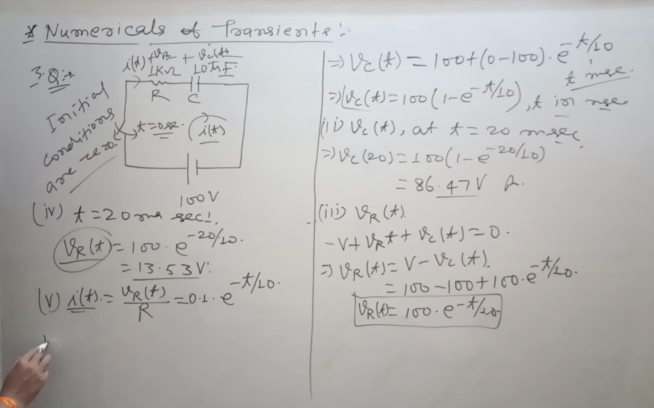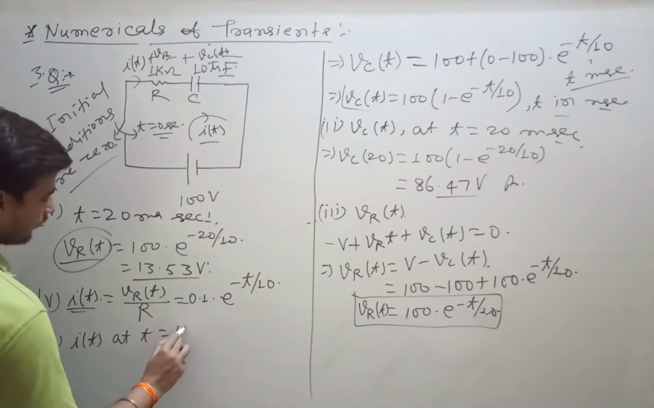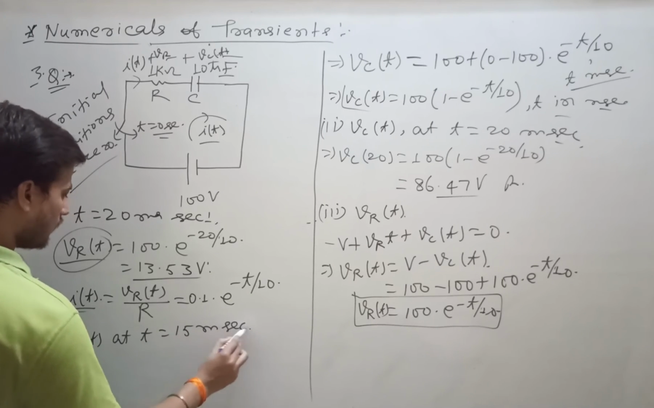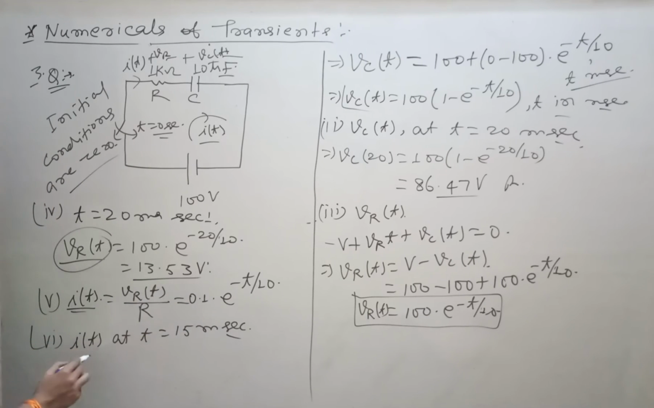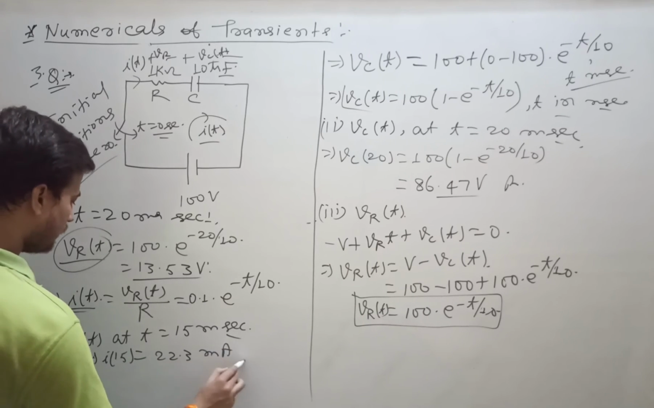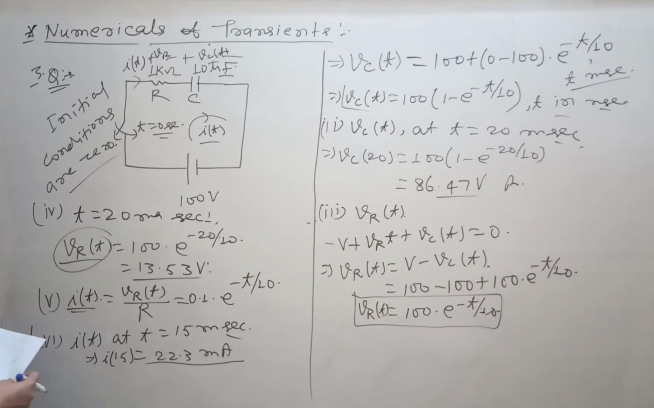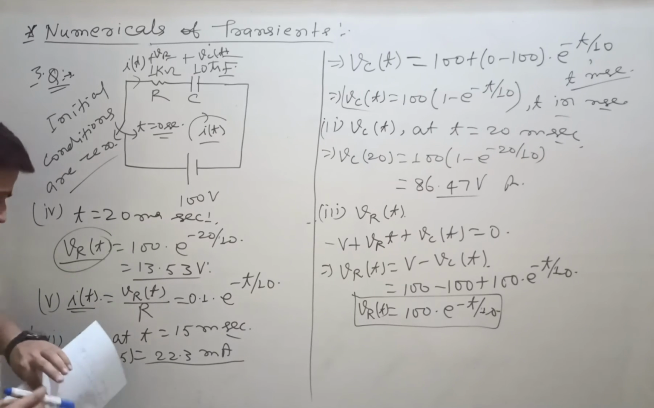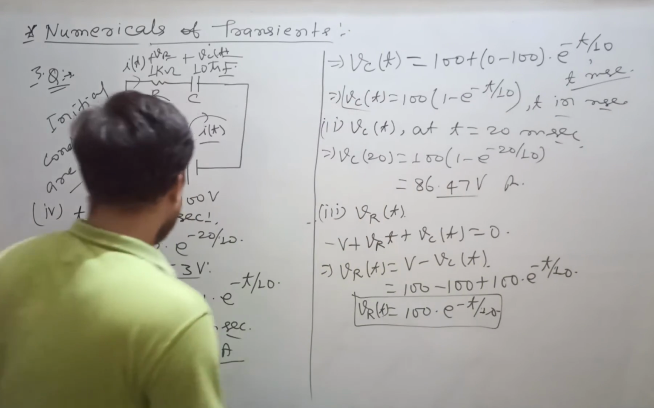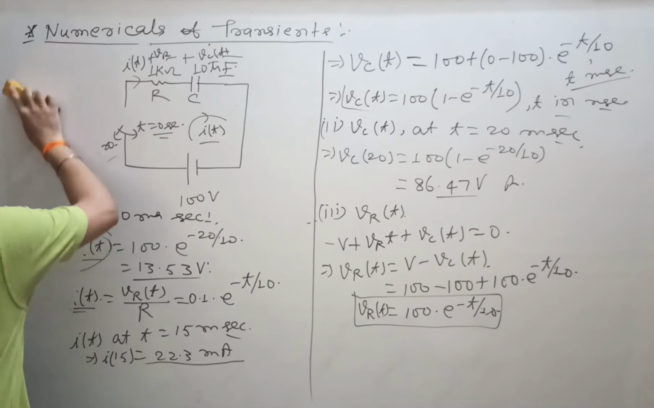Come to the sixth question. You have to find IT at t equal to 15 millisecond. So if you put t equal to 15, your answer will be I at 15 is coming 22.3 milliampere. 22.3 milliampere is the answer, that means the value of current. Clear? So the third question is completed. Next come to the fourth question.